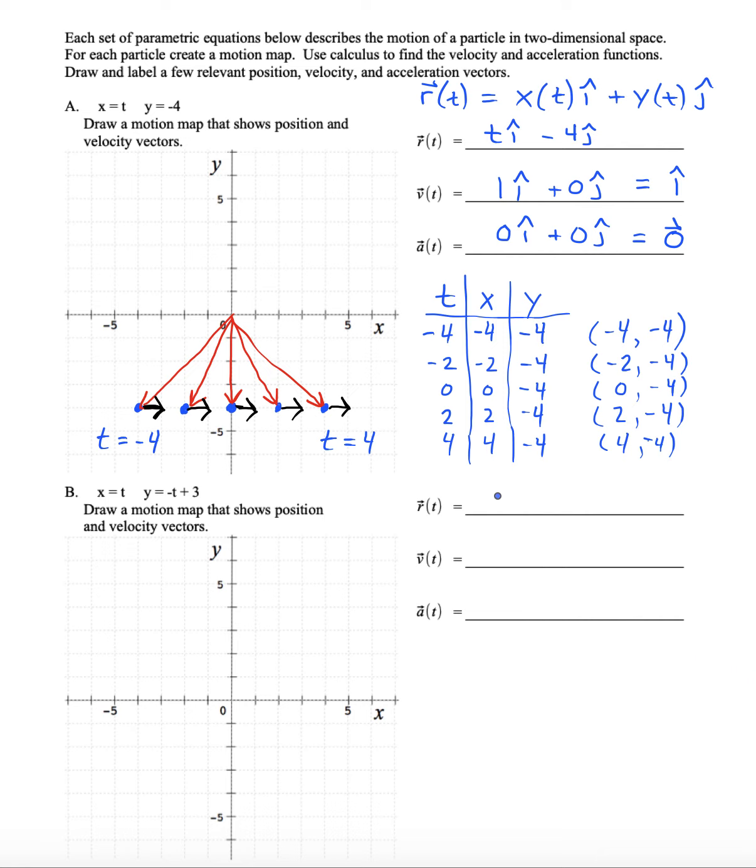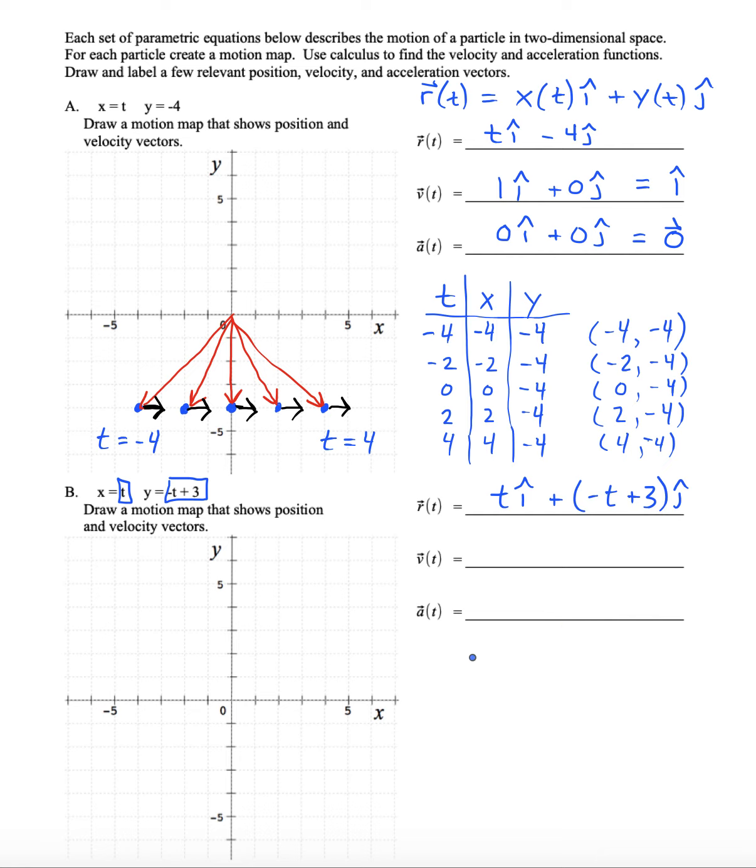Okay, for our position function, we will have t i hat plus (negative t plus 3) j hat. It's all about just taking these parametric equations here and then just plugging them in, attaching them to the correct unit vector. X goes with i, of course, and Y goes with j.